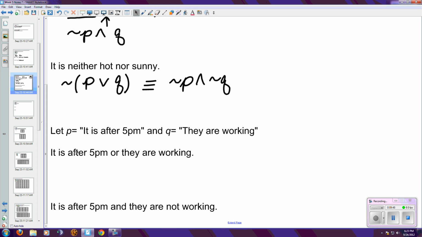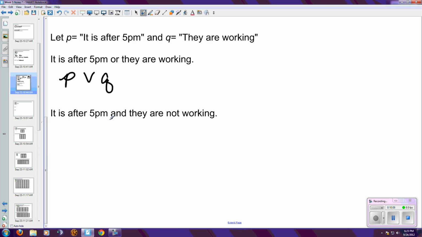Let P equal "it is after 5 p.m." and Q "they are not working". So let's convert the statement "it is after 5 p.m., or they are working". That would be P, disjunction for the "or", they are working, so P or Q. Now, in addition to this, we also have "it is after 5 p.m. and they are not working". Well, P is not changed here, and we have our "and" statement, so that is a conjunction. They are not working. Not working is denoted by not Q.